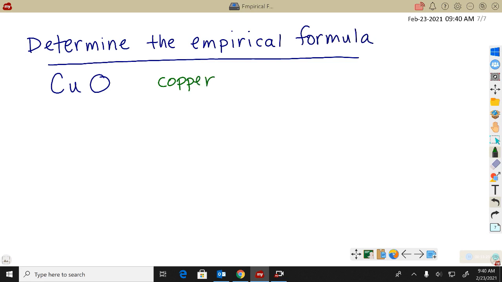Because technically, copper should have a Roman numeral with it being a transition metal. Well, I know oxygen is always a -2. So if I determine that it was a 1 to 1 mole ratio, then I can also say that the copper must have been +2. This was copper 2 oxide.